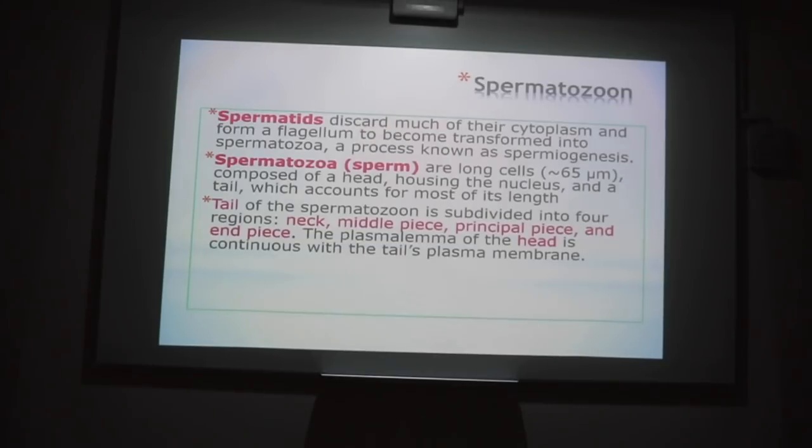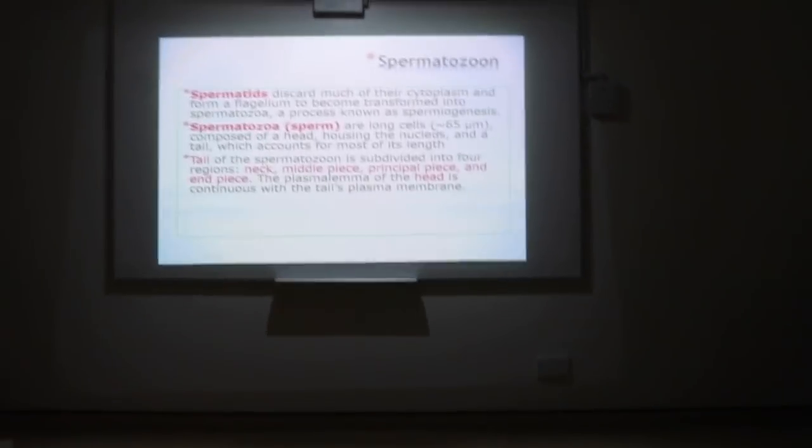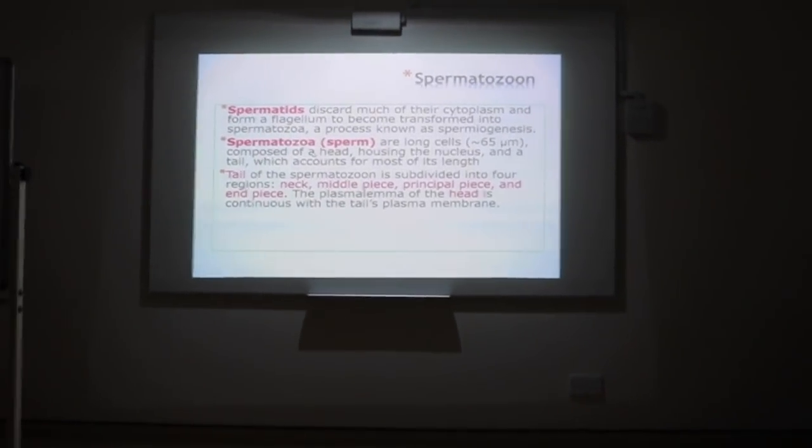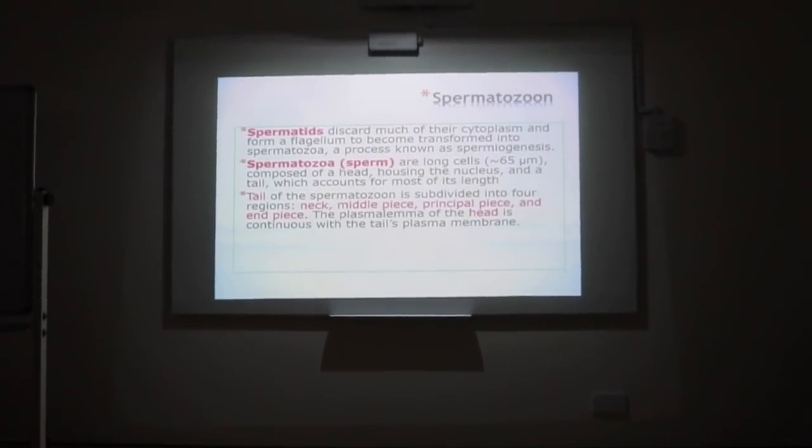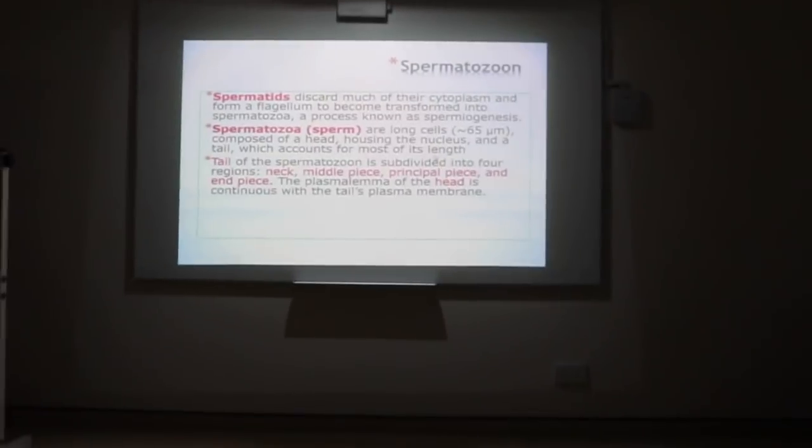So let's first talk a little bit about the sperm also, and then we are going to go forward with some regulation of spermatogenesis. So spermatids discard much of their cytoplasm and form a flagellum to become transformed into the spermatozoa, a process known as spermiogenesis. And spermatozoa are long cells, about 65 micrometers, composed of a head housing a nucleus and a tail, which accounts for most of its length.